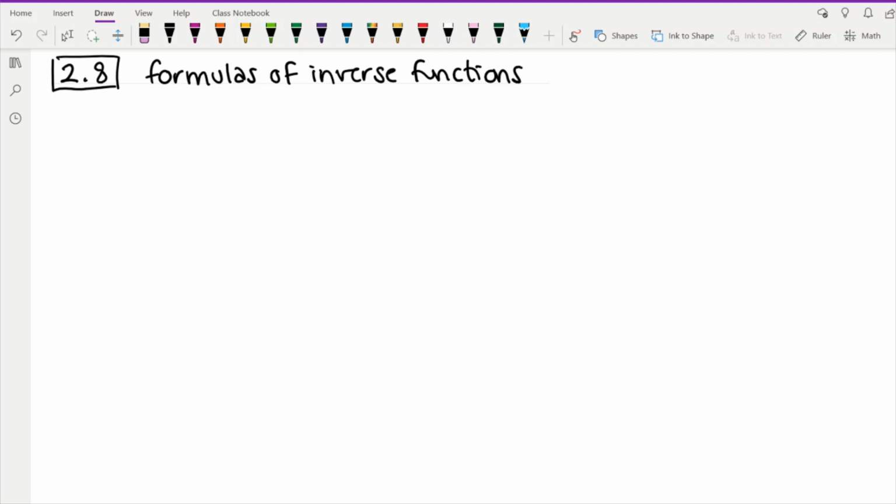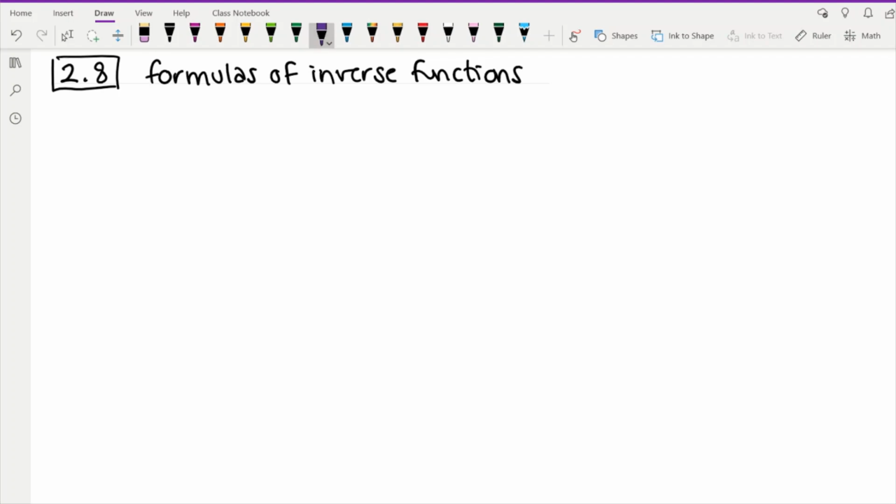Hi everyone. So in our last video, we learned about what an inverse function is. So in this video, we're going to continue to talk about inverse functions, specifically focusing on how to find the formula for the inverse of a specific function.